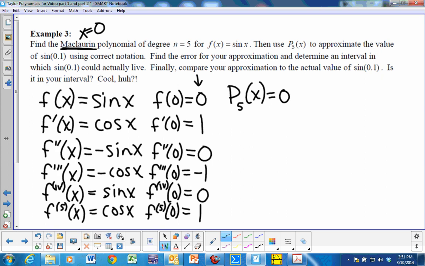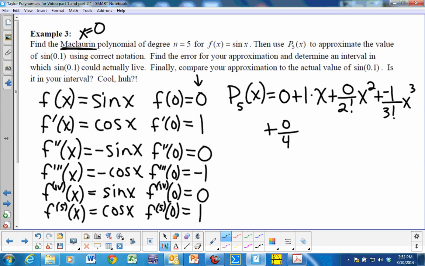Well, f of 0 is over there on the left. It's 0. Then we write plus, and we do f prime of 0, which is 1, times x to the first, plus. And we do f double prime at 0. Well, that's 0, and then we're supposed to divide by 2 factorial x squared. Then we do f triple prime at 0, which is negative 1. We divide it by 3 factorial x cubed, plus f4, which is 0, over 4 factorial x to the 4th, plus 1 over 5 factorial x to the 5th.